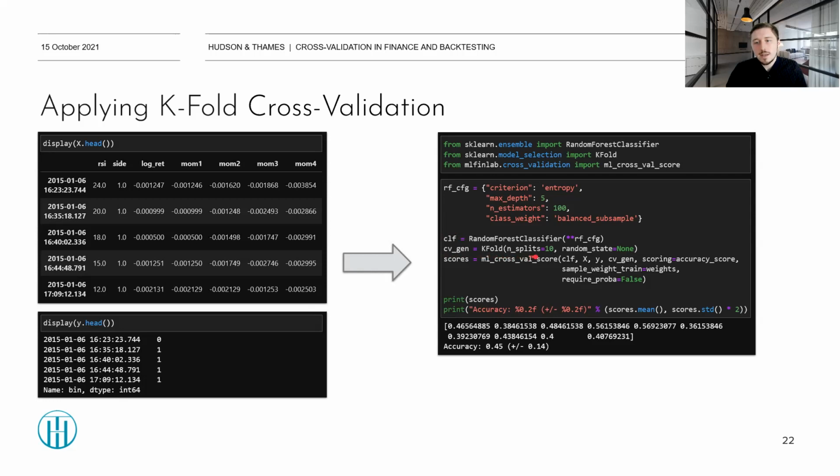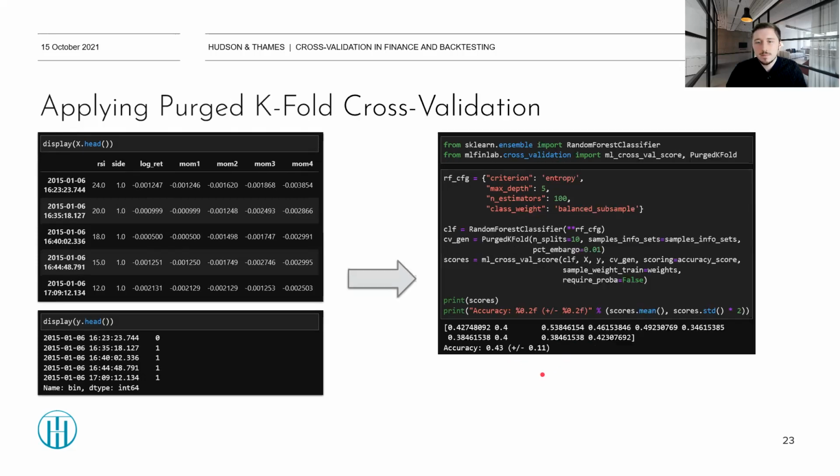In kfold, we're taking 10 splits of data and then applying the ML crossval score from MlFinLab to check the scores. Our output will be, in this case, 10 scores, as we're having the 10-fold cross-validation, and the accuracy in this case is 0.45 with the respective standard deviation.